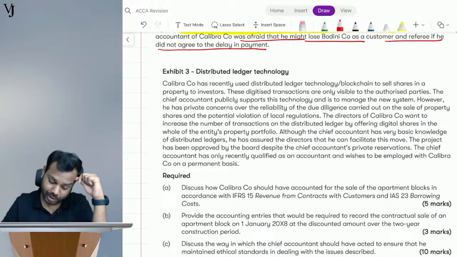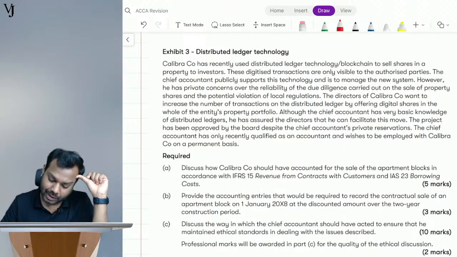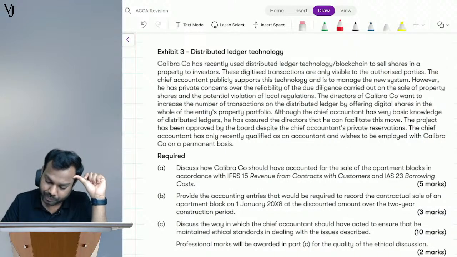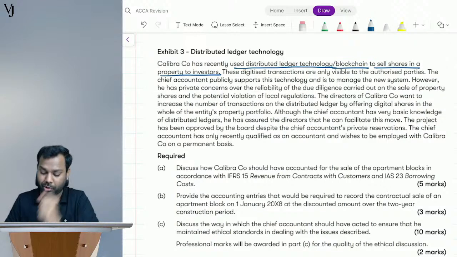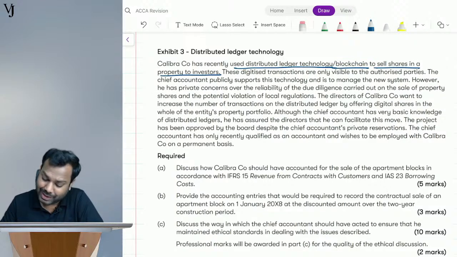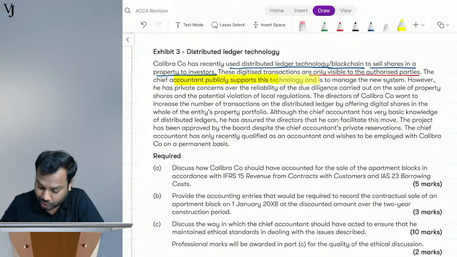Exhibit 3. Calibra company has recently used distributed ledger technology, blockchain, to sell shares in property to investors. Okay, fine. Now these digitized transactions are only visible to the authorized parties. Okay, fine. The chief accountant publicly supports this technology and is to manage the new system.